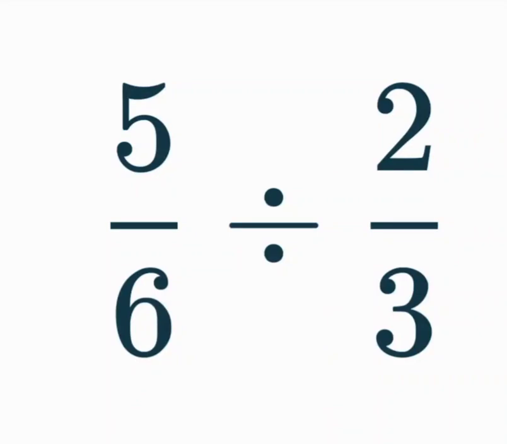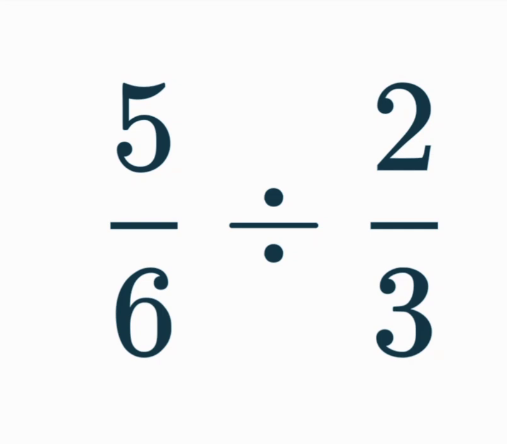So here we're going to be dividing fractions. Division is a different ballgame entirely, right? So this is not business as usual. What we have here is 5/6 divided by 2/3. These are two proper fractions being divided, right?